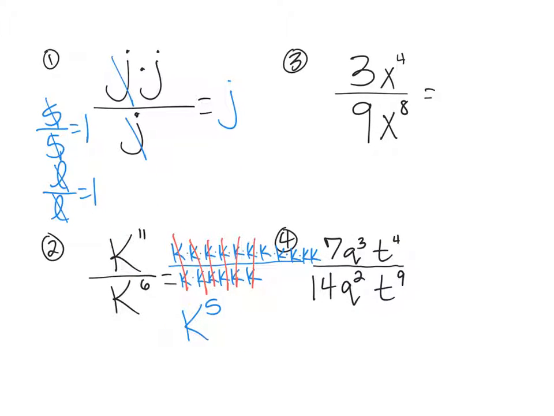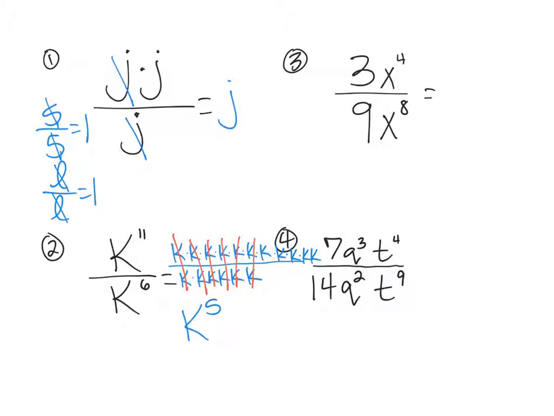How do this 5 right here and this 11 and 6 relate to each other? If you subtract 6 from 11, you get 5. So if I subtract 11 minus 6, I get 5. Perfect. So what I did is I expanded it. I put all of my K's out, 11 of them, and I put 6 of them out.